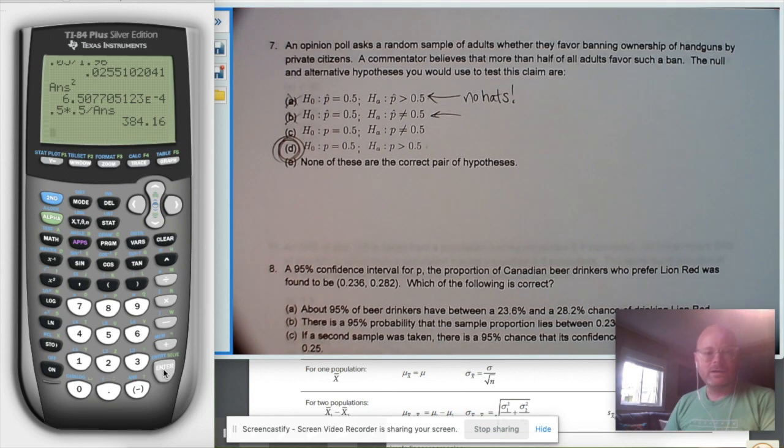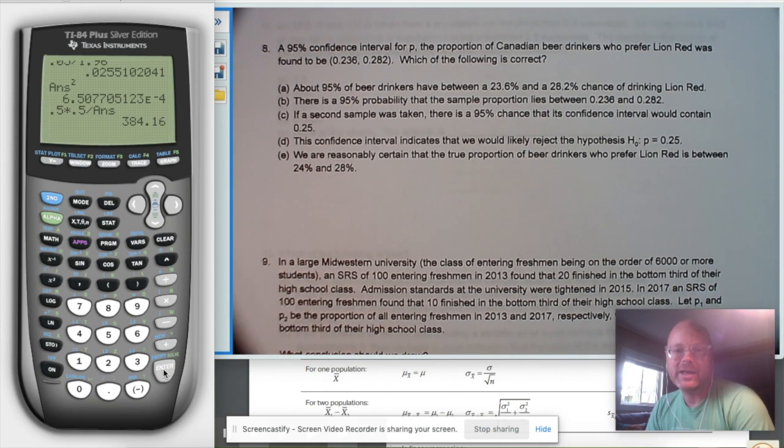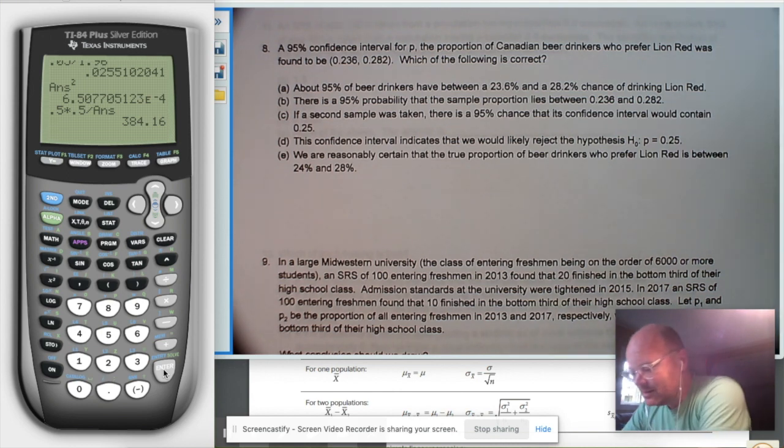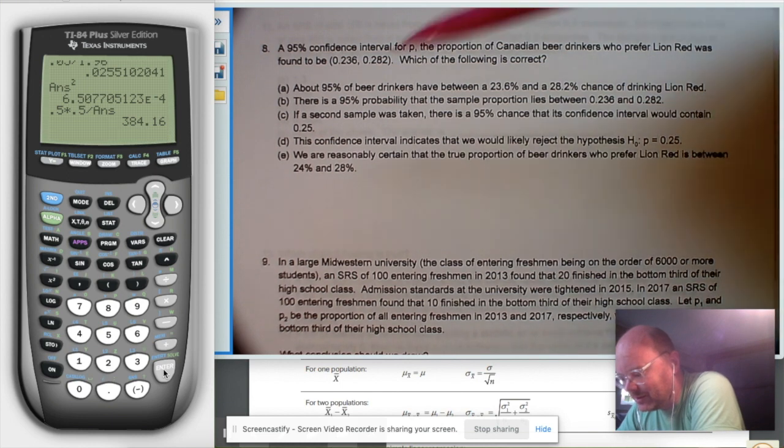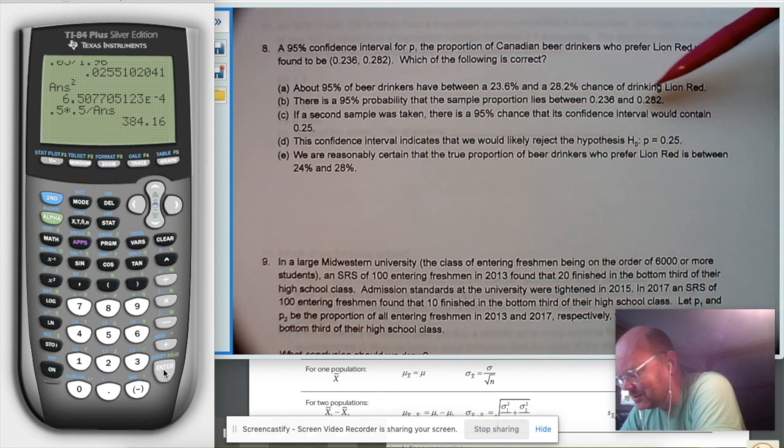All right, number 8. A 95% confidence interval for the proportion of Canada beer drinkers who prefer Lion Red was found to be something to something. Which one of the following is correct? Does that mean that 95% of beer drinkers have between a 23 and a 28% chance of drinking Lion Red?